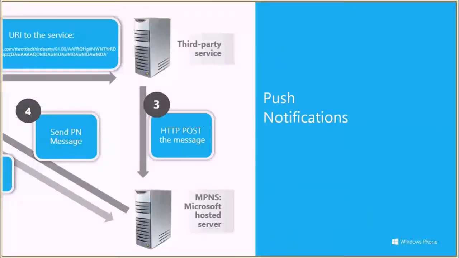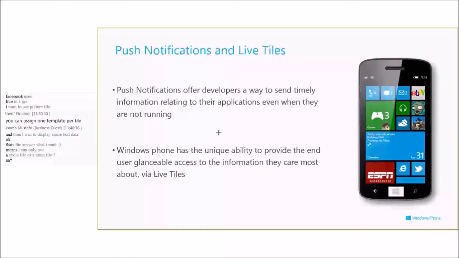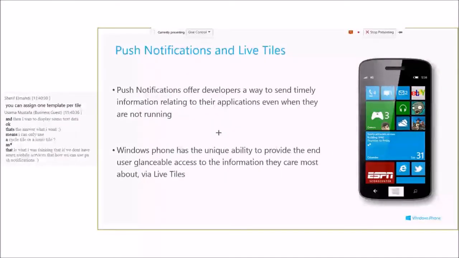So let's get started. Push notifications and live tiles. A user can choose to pin a tile to the start screen, right? That's what we've just said. He pins an application, or a deep link from his application, for example, so that he has direct access to that page in the application. What about you getting notifications from the app? Just think about an email, right?